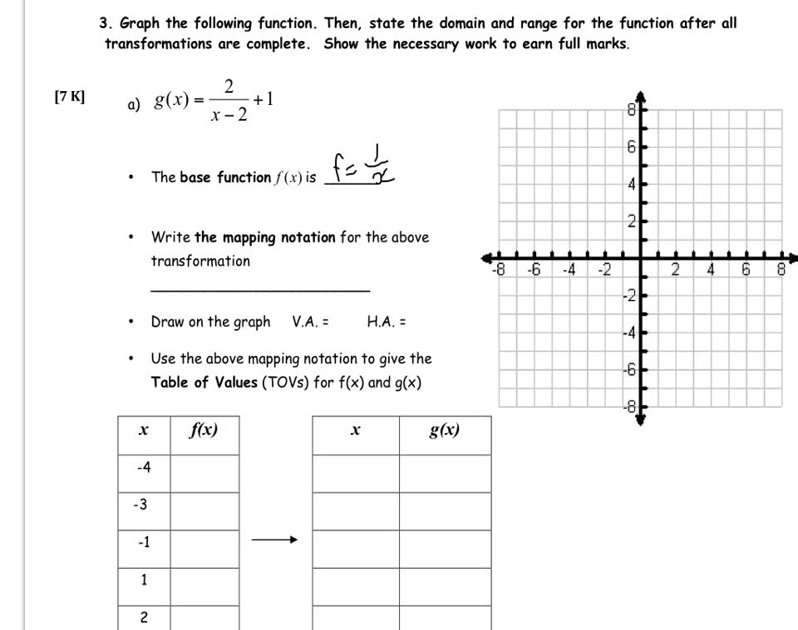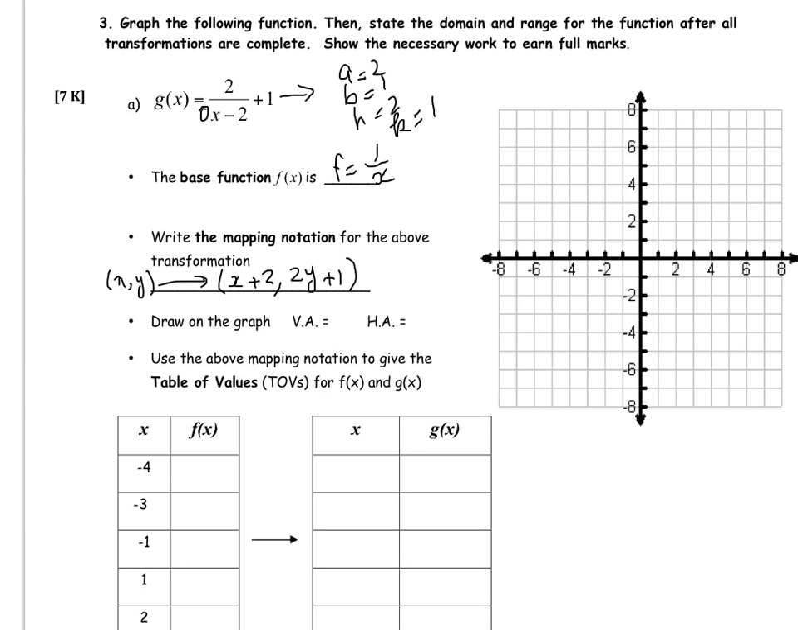Write the mapping notation. If you look at the transformed function here, you can see that a is 2, b is the coefficient of x here, which is 1, h is 2, and k is 1. So the mapping notation is (x, y) goes to (1 over b, so 1 over 1, which is 1, times x, plus h, which is 2, and y becomes ay, which is 2y, plus k, which is plus 1). So this is going to be our mapping notation.